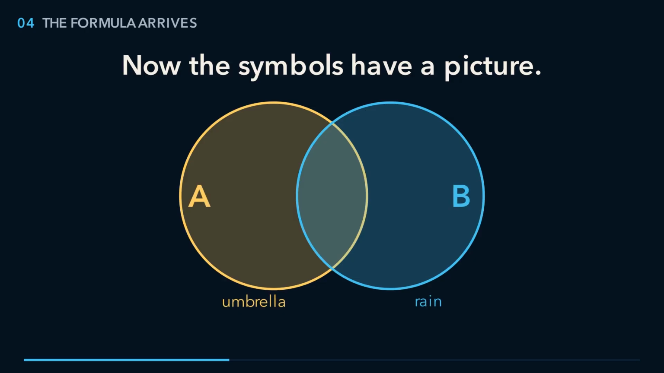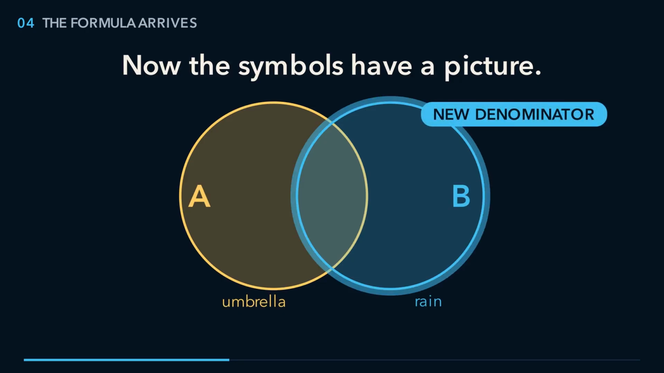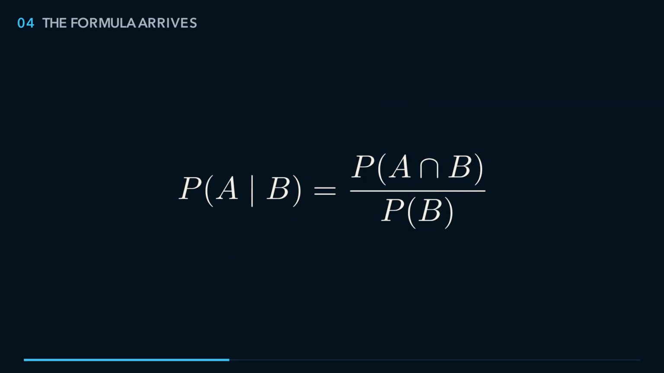Let A mean carries an umbrella, and let B mean rainy day. The condition B becomes our new denominator, the size of the blue world. The numerator must satisfy both ideas at once, umbrella and rain. That overlap is called A intersect B. So probability of A given B equals probability of A and B divided by probability of B.